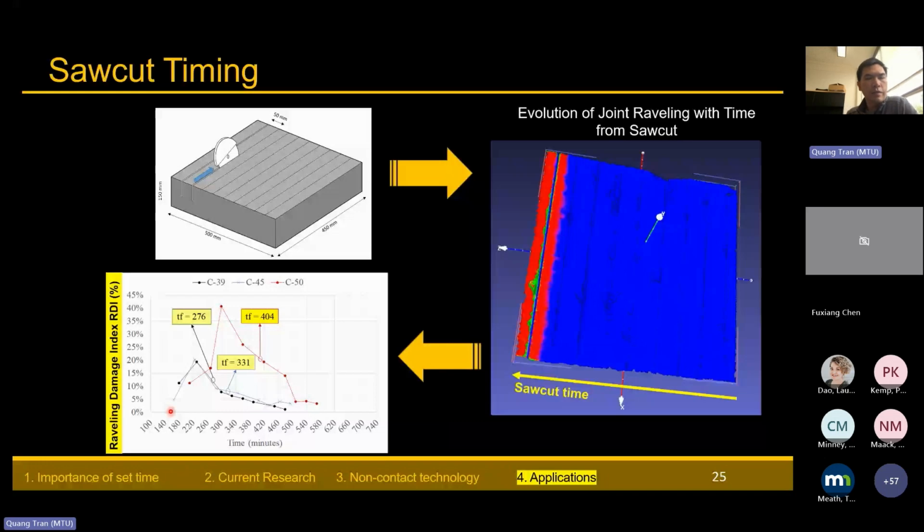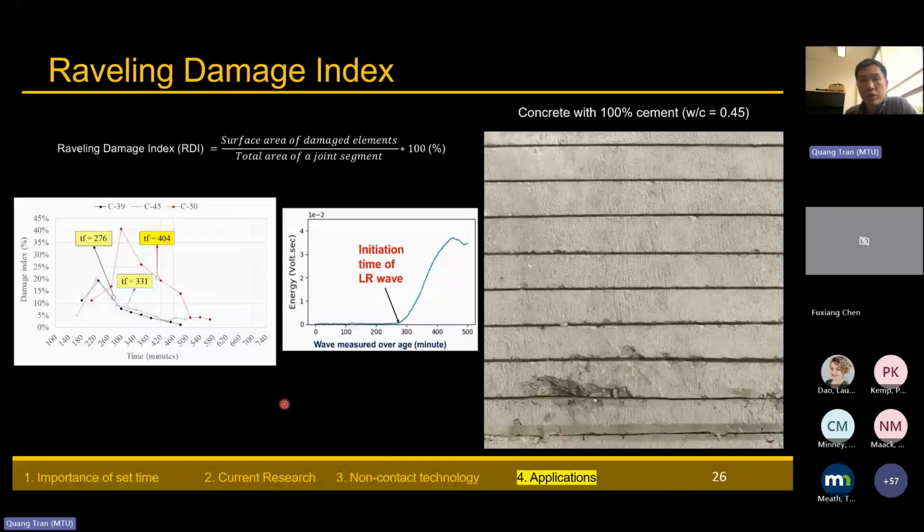And here is the damage in order to compare between different slabs. After I quantify the surface area of all the damage here, I divide it by the total area of the socket joint, which is a fixed number, in order to obtain the raveling damage index. And I use this index in order to plot the profile of the damage on the mixtures that I make.